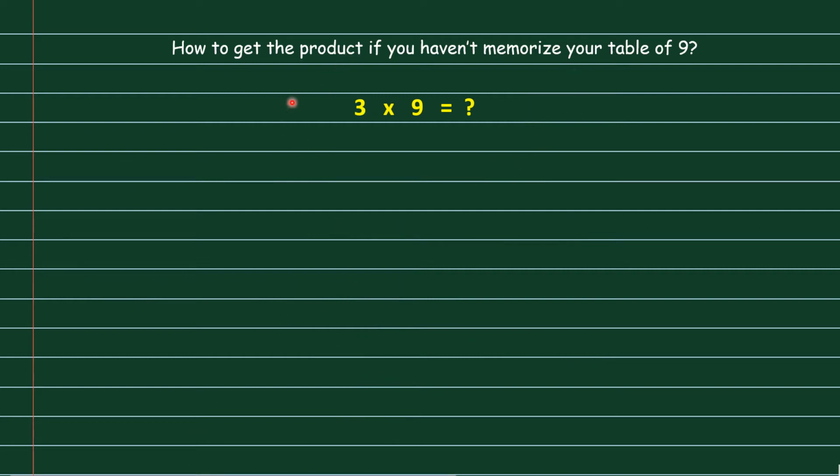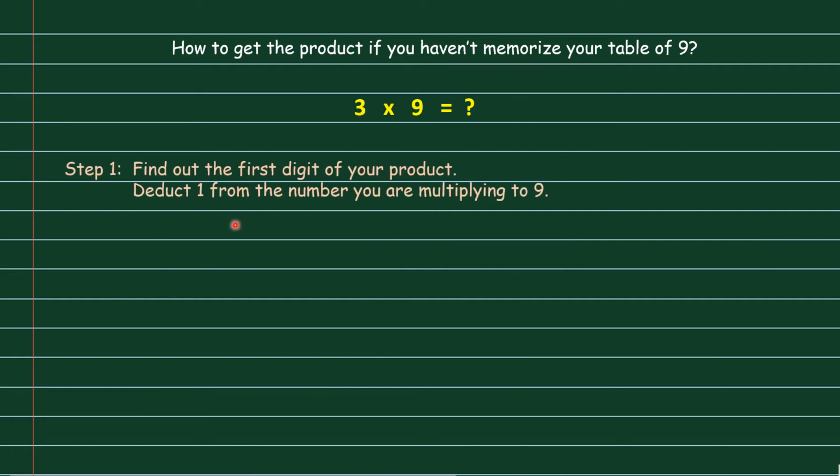Okay, let's solve 3 times 9. First step, find out the first digit of your product. And how are we going to find out? Deduct 1 from number you are multiplying to 9. So, ano yung number na multiply natin sa 9? 3. So, deduct 1 daw tayo dyan. So, ang 3, ang number na multiply natin sa 9, minusan daw natin ang 1. So, we have 3 minus 1. Then, we have number 2. Number 2 is our first digit.